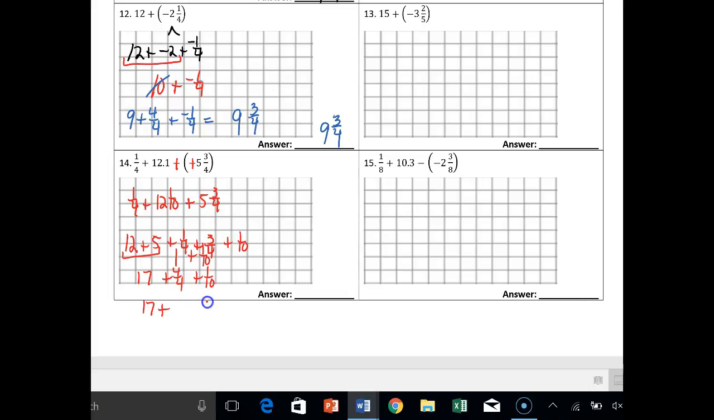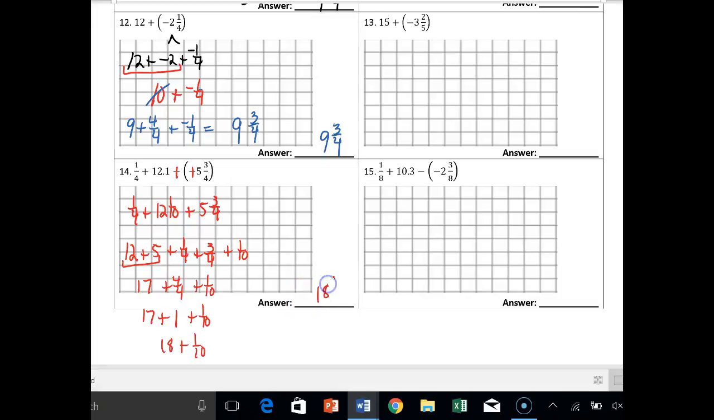And now you don't even have to find common denominators because you can just add the whole numbers. 17 and 1 is 18. And then since the fraction is positive and the whole number is positive, you can just add them together. So you get 18 plus 1/10. And there's your answer, 18 1/10.